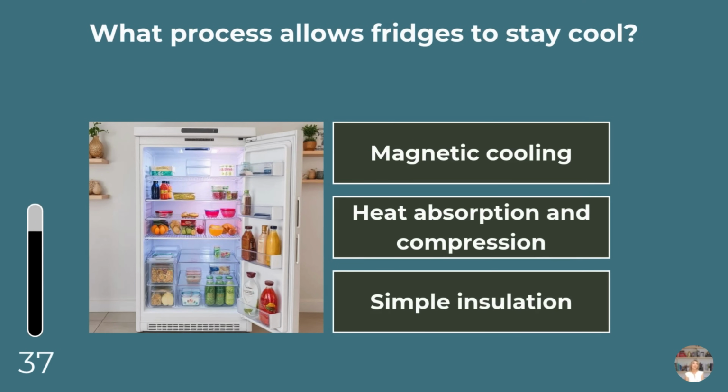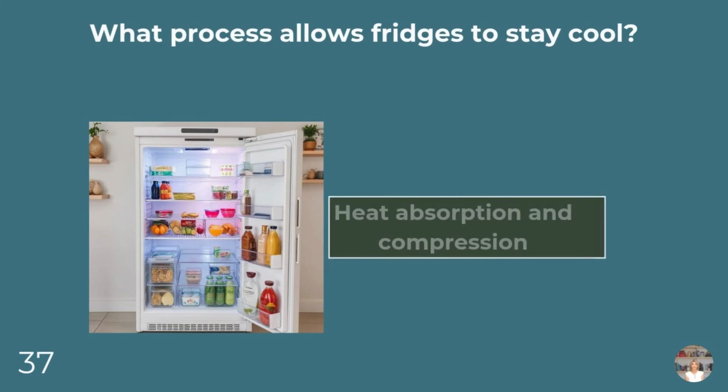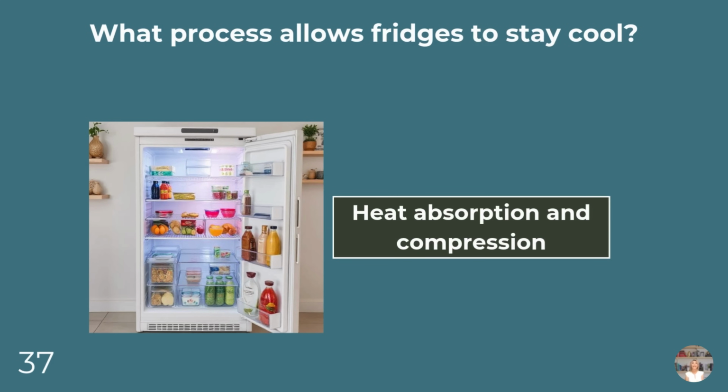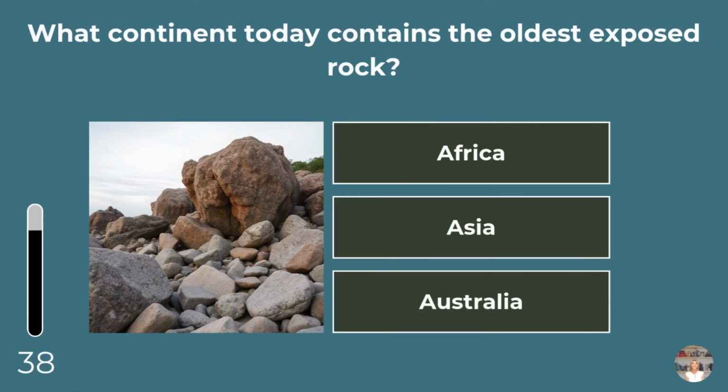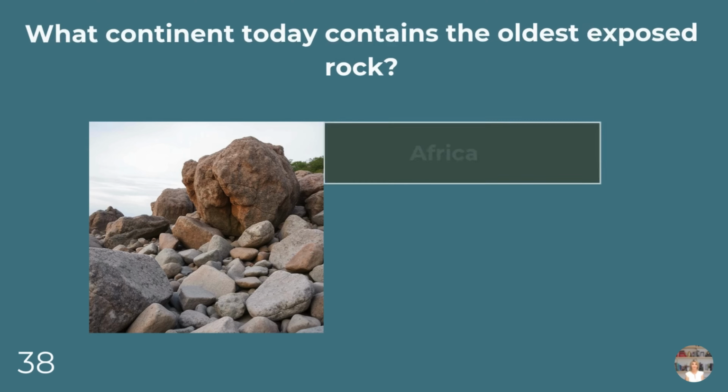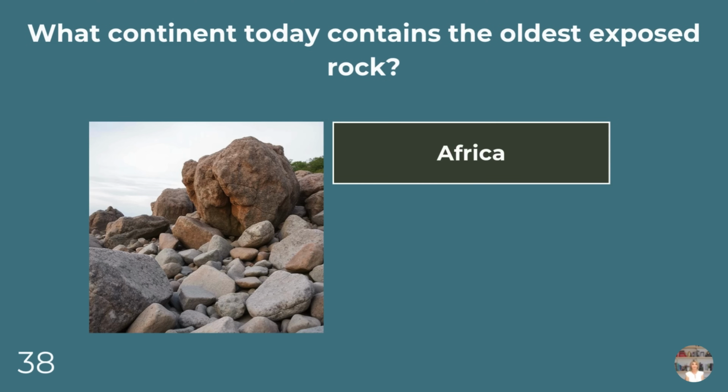What process allows fridges to stay cool? Magnetic cooling, heat absorption and compression, or simple isolation? Heat absorption and compression. What continent today contains the oldest exposed rock? Africa, Asia, or Australia? Africa.